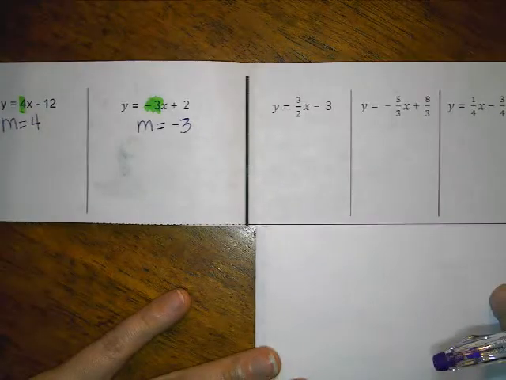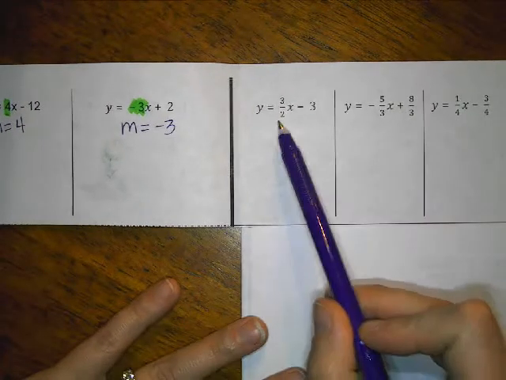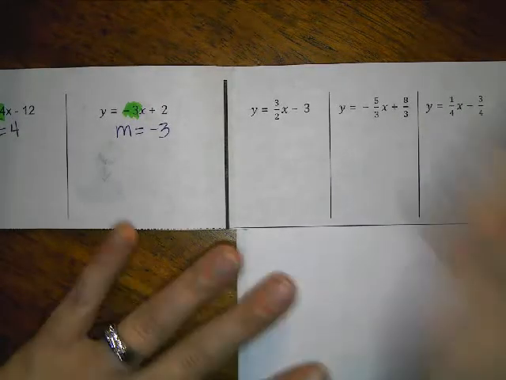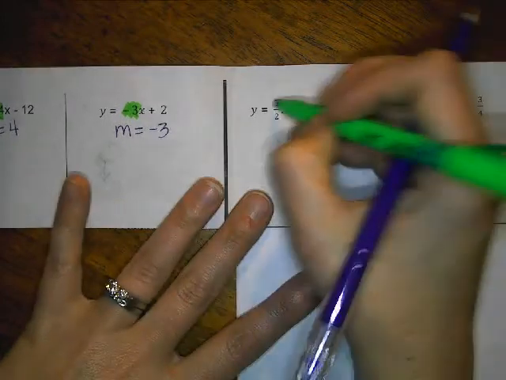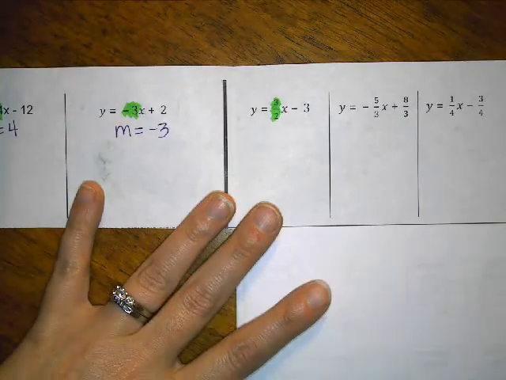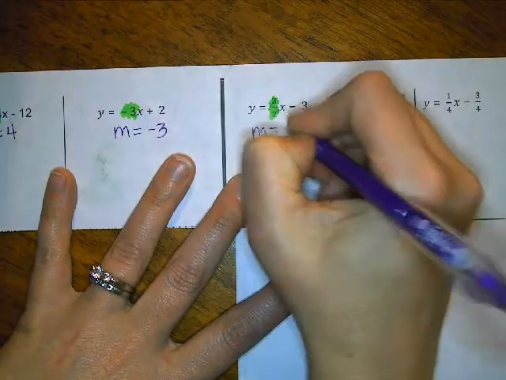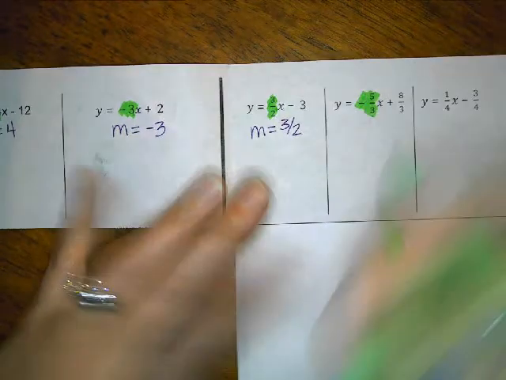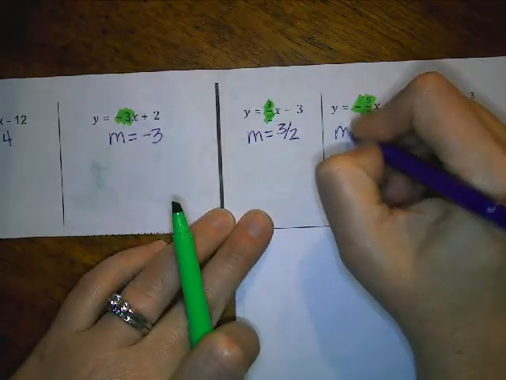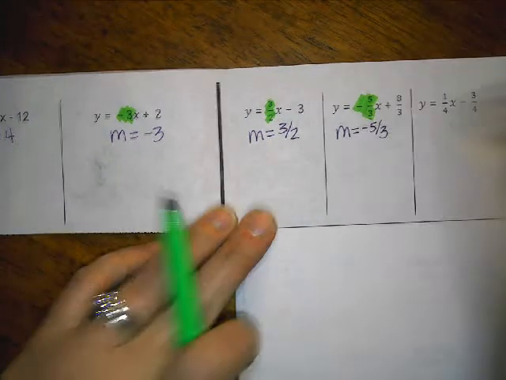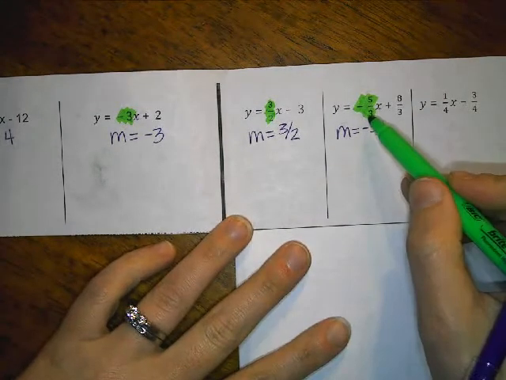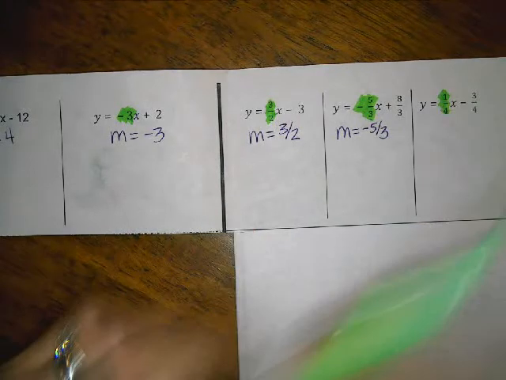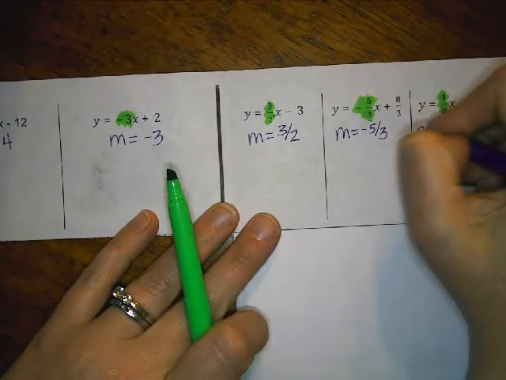Okay, so what I'd like for you to do is go ahead and figure out the slope of the next three equations. Okay, so on this next one, m is 3/2. Sometimes slope is a fraction because we use rise over run, right? And on this one, m is negative 5/3. Don't forget, when you have slope, you have to include whether or not it's positive or negative. And on this last one, m is 1/4.